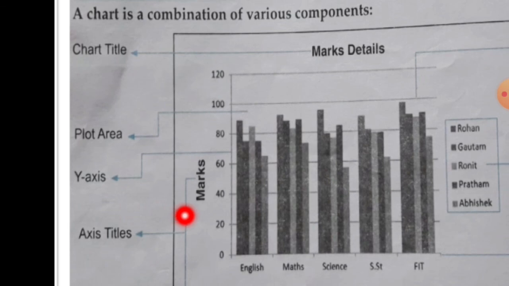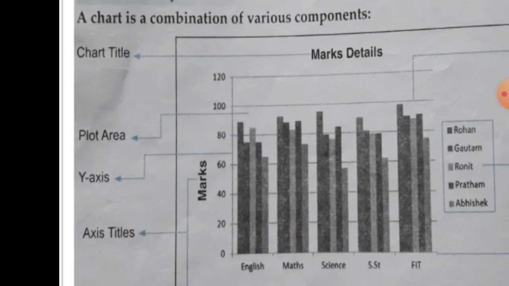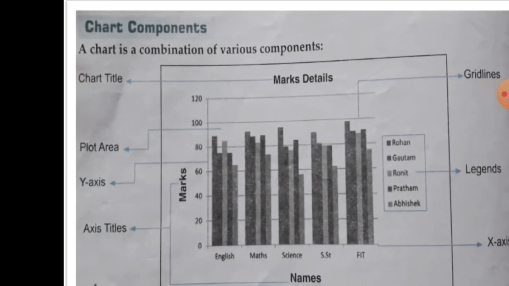Axis title. These are the titles given to x-axis and y-axis in a 2D chart, right? These are just the names of the axes.